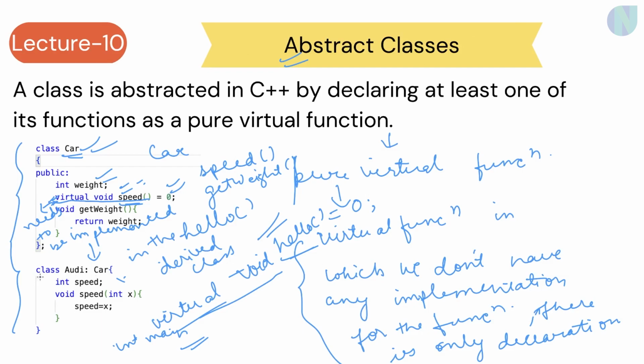This class Audi is deriving its properties from the class Car. Here we have given int speed, and here we have now given the implementation for this particular speed: void speed(int x), speed is equal to x.